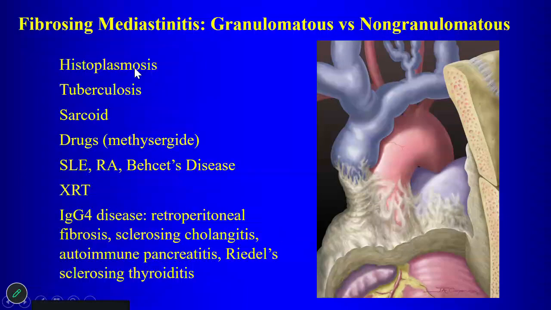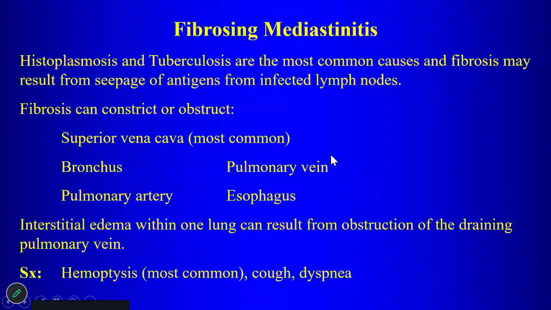So causes: histoplasmosis, TB, sarcoid. This is the most common, but there we look for calcifications. So there are idiopathic causes, also drugs, other autoimmune diseases, sometimes X-ray therapy, and IgG4 disease, so that can also give you fibrosing mediastinitis, although that's also associated with retroperitoneal fibrosis and some other issues as outlined there.